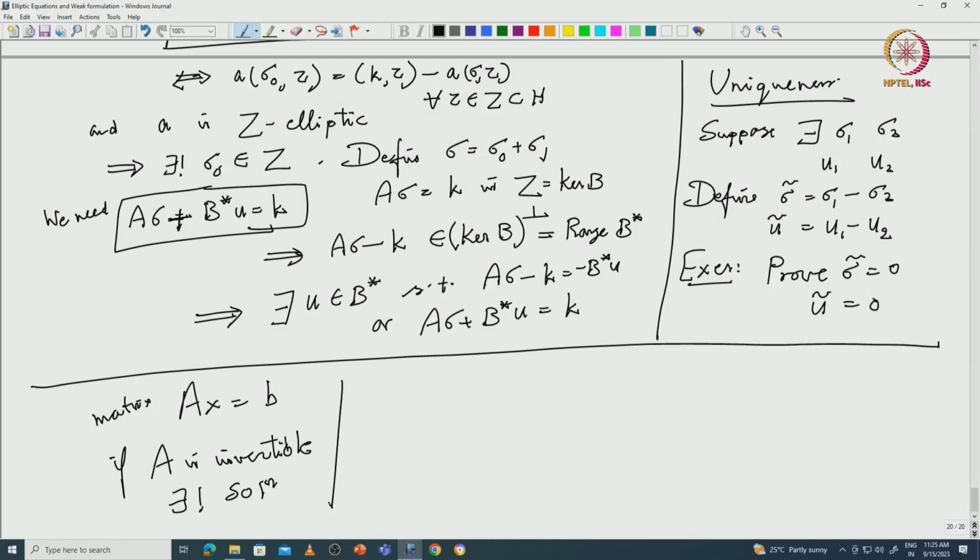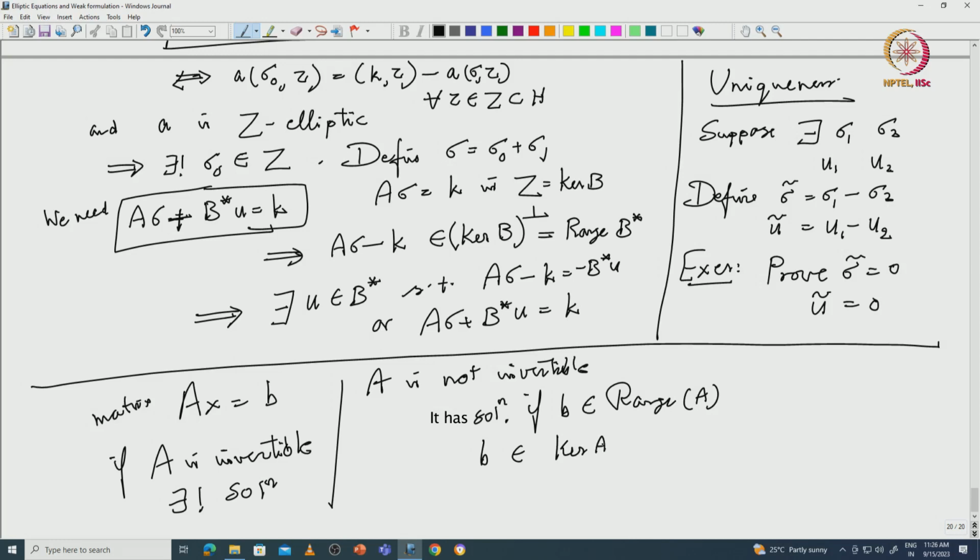but if A is not invertible, then this has a solution only if, of course, b has to be in the range of A, and that is equivalent to b being orthogonal to the kernel of A transpose, right. So, you have to look at the solutions of A transpose x equal to 0, and b should be orthogonal to the solutions of these homogeneous equations. Okay. So, that is what we are looking at. So, these results, kernel B perp equals range of B star, are all coming from there.